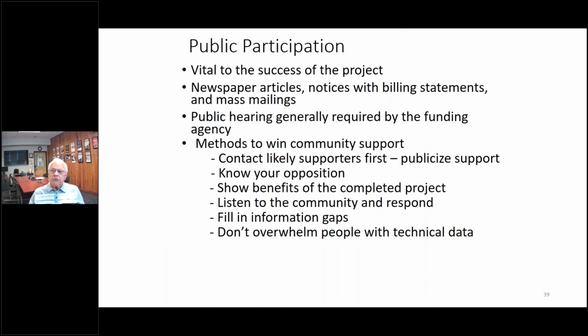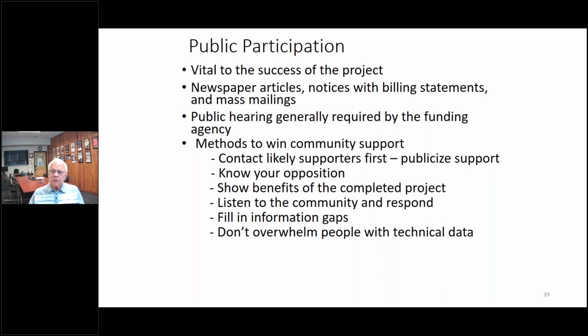Public participation is always important. It's vital to the success of the project. It's best to have newspaper articles, notices with billing statements, mass mailings. A public hearing is generally required by the funding agency. You need to win community support.